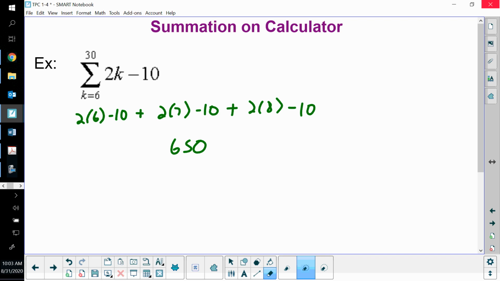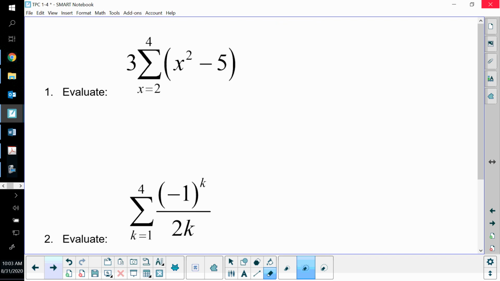Now again, on your homework, I want to see at least that you've subbed them all in and show that they're adding them up, and then if you want to use the calculator button, you can. So we're going to model what I would want to see on your homework on these next two. So in the first one on the bottom of page 20, you got the 3 out front.